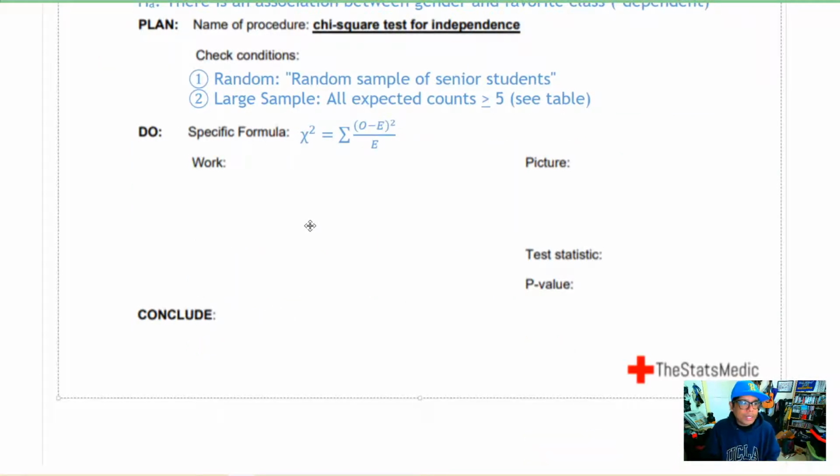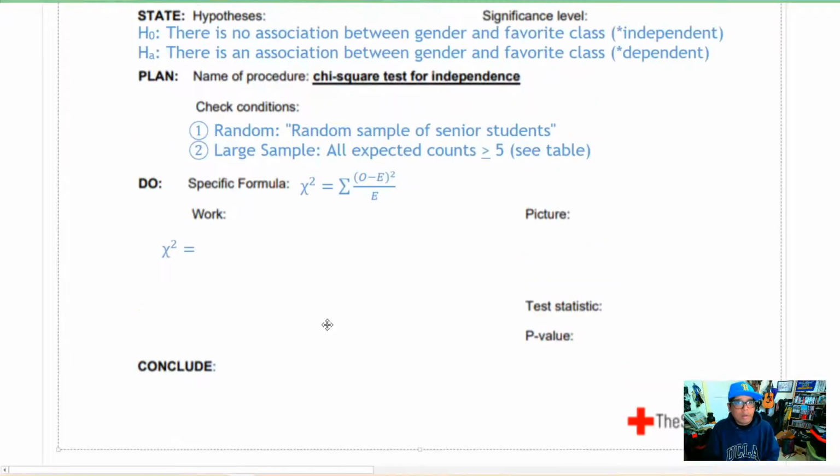Now, this is the exact same specific formula for the chi-square test statistic. It's the sum of all the observed minus expected squares divided by the expected. For the work, you want to make sure that you show the calculation of at least 3 different expected cell counts, make sure that you show the work for at least 3 terms. But since there are only 4 different terms we're going to have to do, we'll just show all of them.